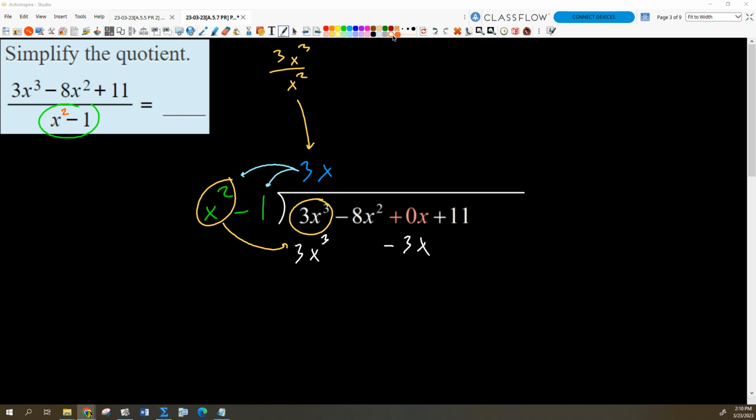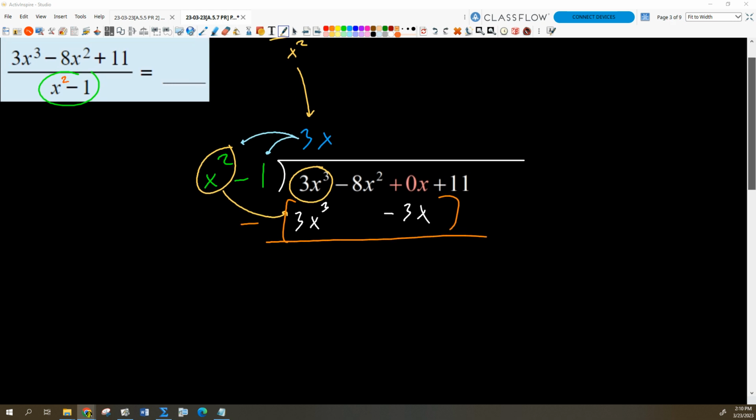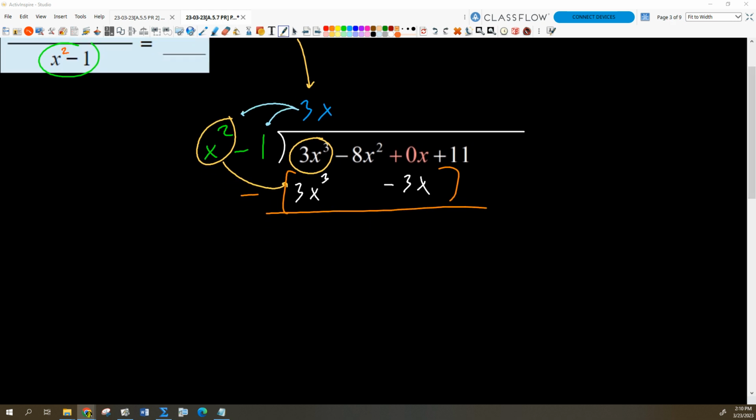Okay, here's the tricky part. This is where people are likely to make a mistake. We're going to put this thing in brackets or parentheses and put a minus sign out front because we're subtracting vertically. When we do long division, we always subtract vertically. Okay, so then what's going to happen here? 3x cubed minus 3x cubed, 0. They cancel, right?